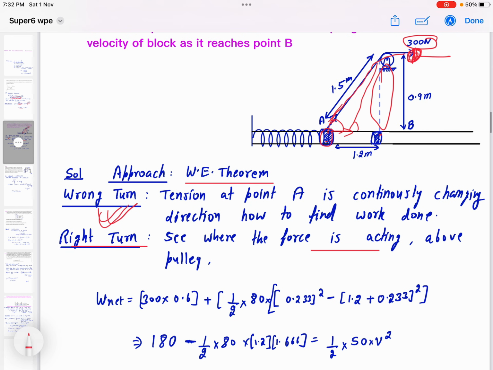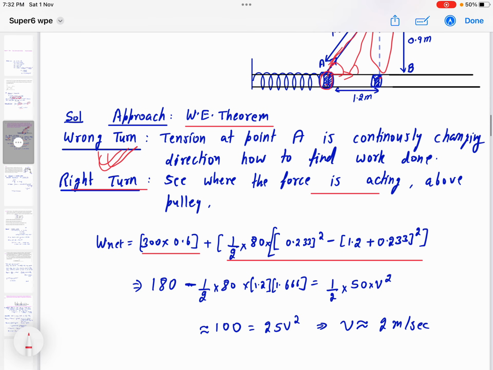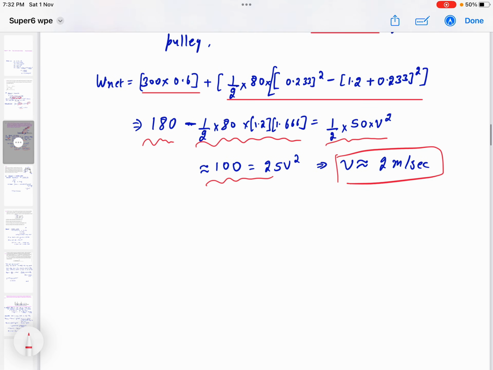So work done by net forces plus change in the potential energy of the system. Calculation looking difficult but not that complex, okay? So work done by applied force, work done by spring force is equal to change in kinetic energy. And if we are solving it, approximately what we are getting? Approximately we are getting velocity as 2 meter per second.